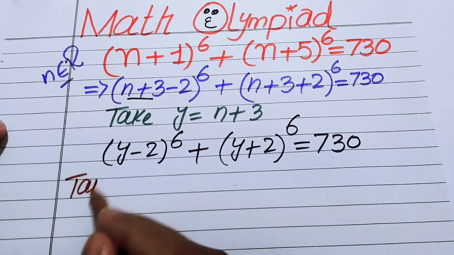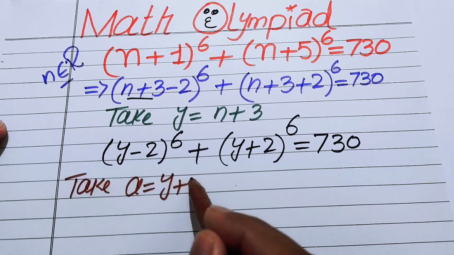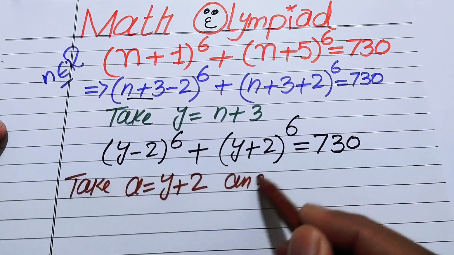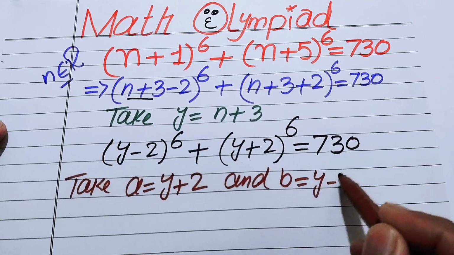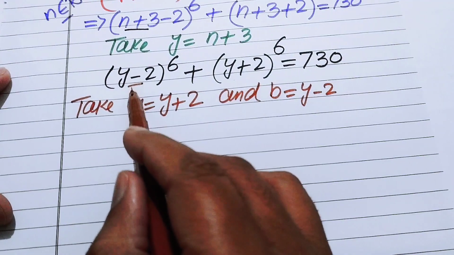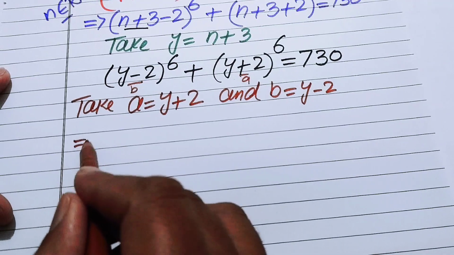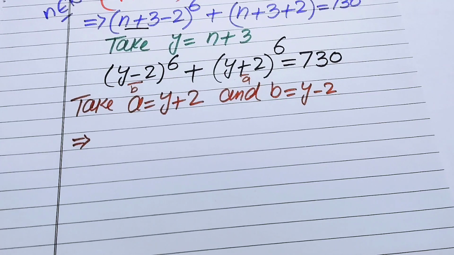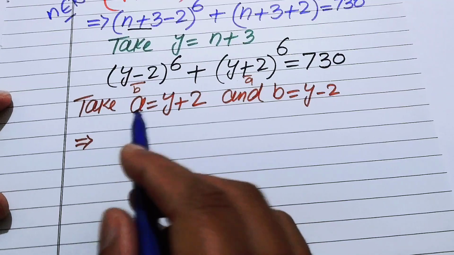Now in the next step we will make a little bit more simplification. Again we will take a = y + 2, and the other value we take as b, so b = y - 2. So now I can take this value as b and this value as a, and find the simplified form, where a = y + 2.